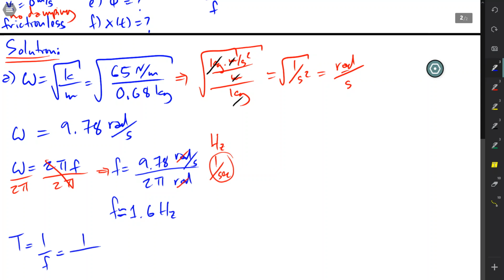And then the period is just 1 over that. So it's 1 over 1.6 hertz, and remember, hertz is 1 over second. So we end up with a unit of time, seconds, and boom, 0.64. Now the book said it's around 640 milliseconds. Either one should be fine.